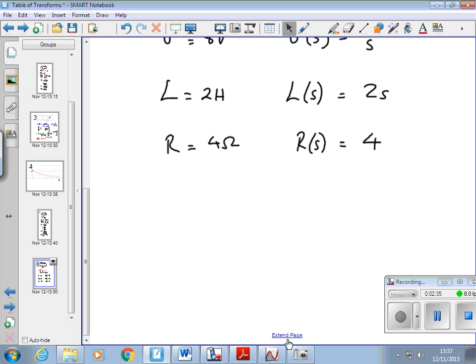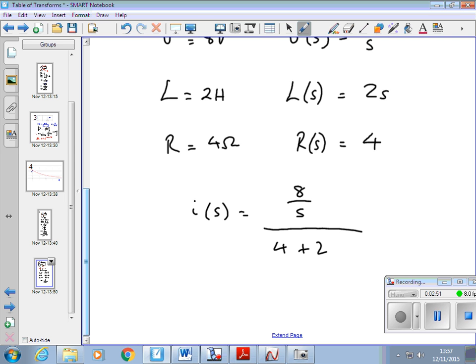Put them into Ohm's law. I equals V over R. V is 8 over S, and underneath we've got 4 plus 2S. Now, the problem is, and this is the problem that always comes up with these, the good news is that once you've got the idea for each type of circuit we're going to look at, you just follow the method.